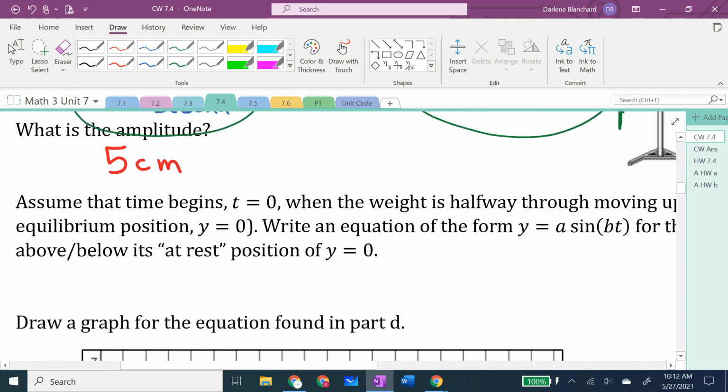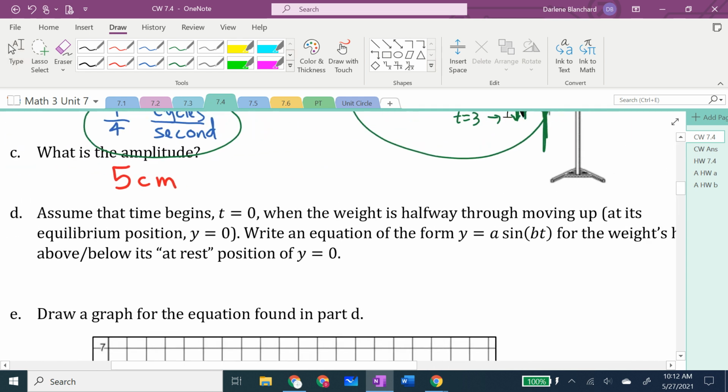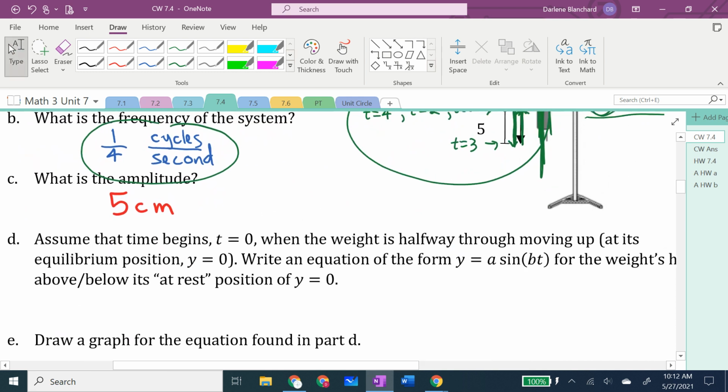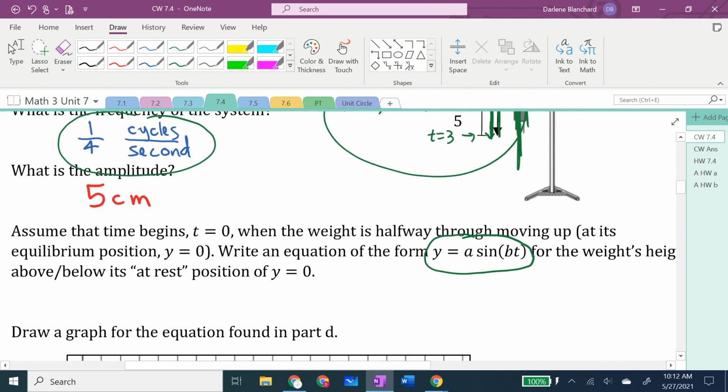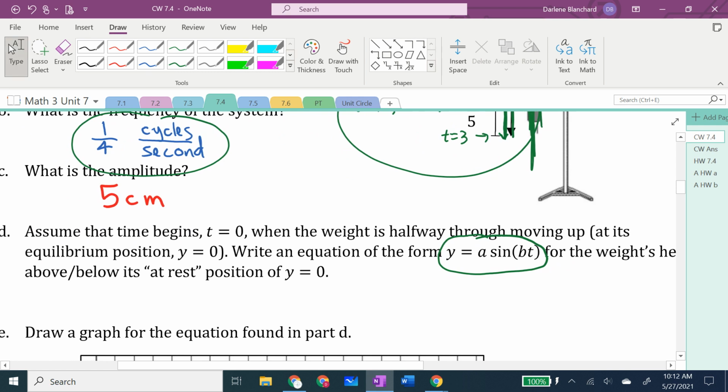Now, coming back to what part D says. It says, again, assume that time begins at t = 0 when the weight is halfway through moving up at its equilibrium position of y = 0. Write an equation of this form for the weight's height above or below its at-rest position of 0.